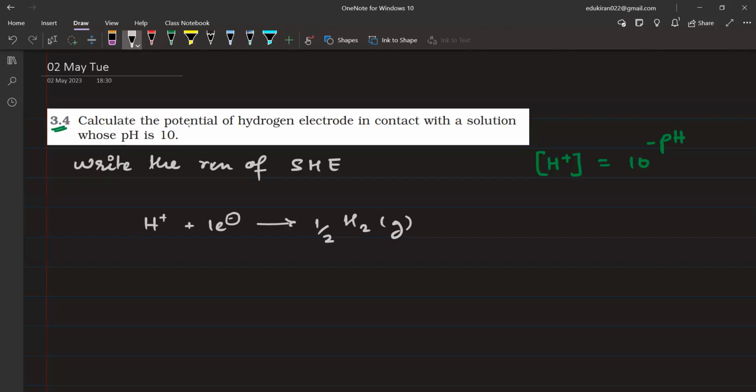Okay. Now, then you have to know what is the Nernst equation. Chavez, आप बताइएगा what is Nernst equation? Chavez.